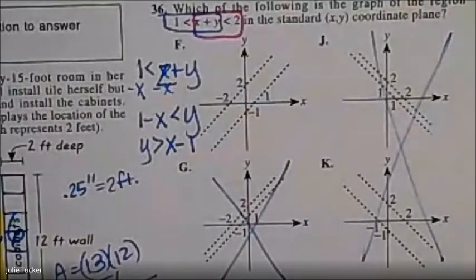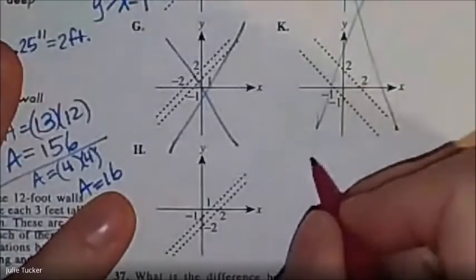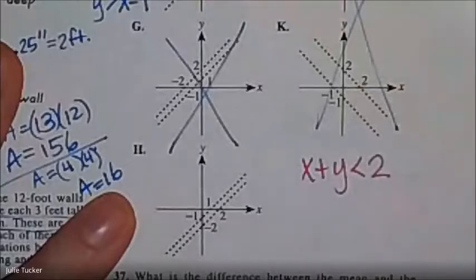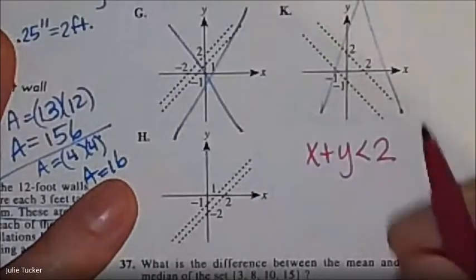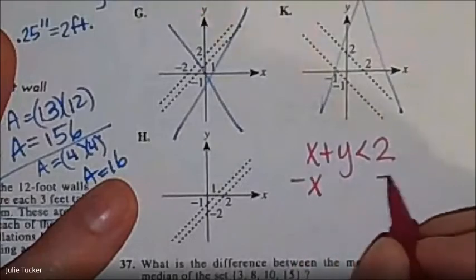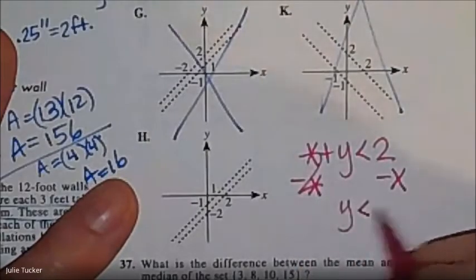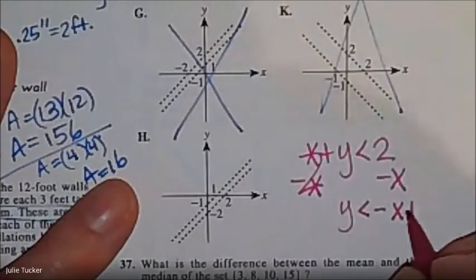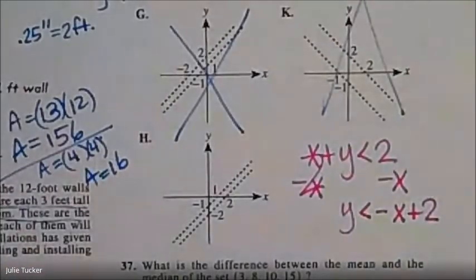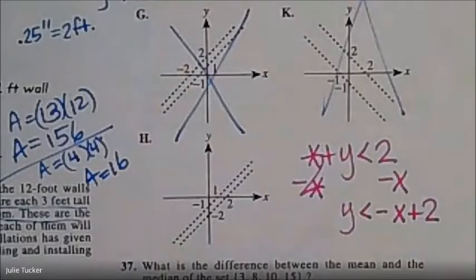So now we have to do x plus y is less than 2. So I'm going to come over here where there's a little bit of space. X plus y is less than 2. So again, we're going to isolate y. We're going to minus x on both sides. Y is less than negative x plus 2. So what's the y-intercept? Good. And the slope is negative 1.